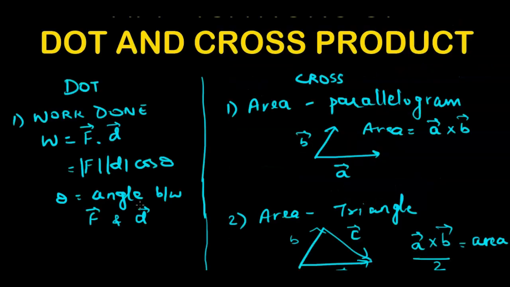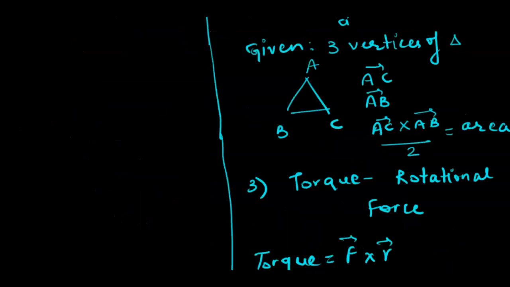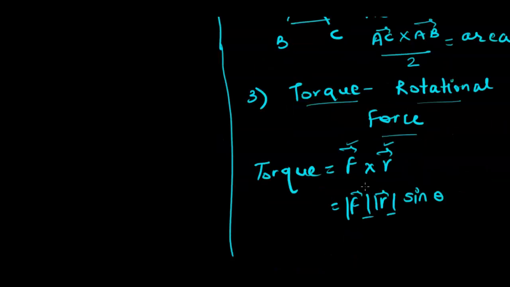Let's quickly summarize. Work done is obtained from dot product. We use cross product to find the area of a parallelogram, the area of a triangle, and torque. Torque is the rotational force. The formula is force multiplied by the length of the object at which the rotational force is being applied. If you're given the magnitudes of the two, force and length, we multiply them and multiply by the sine of the angle between the force and the length.